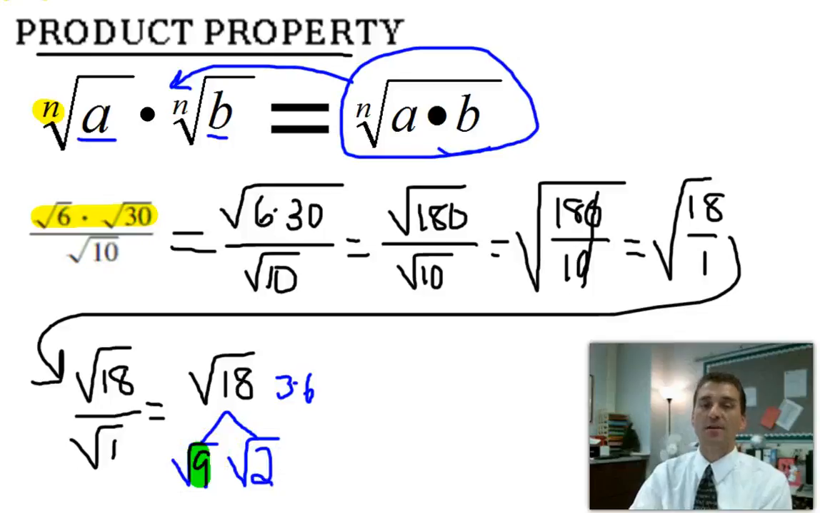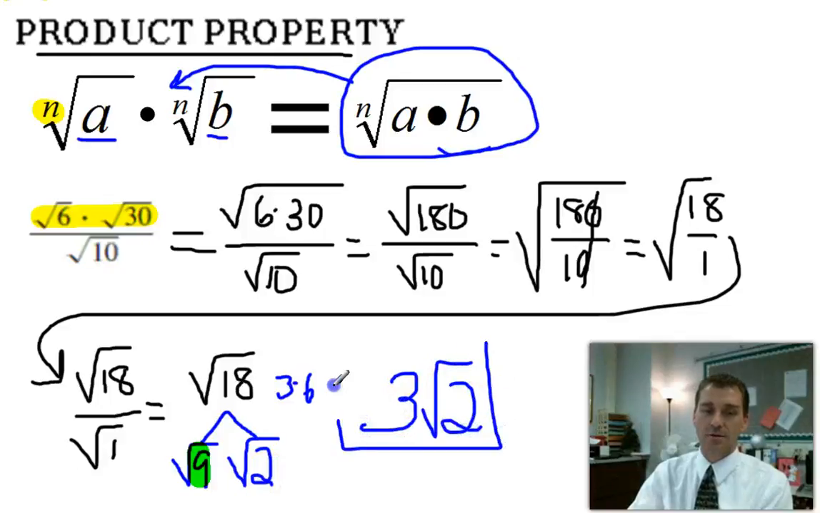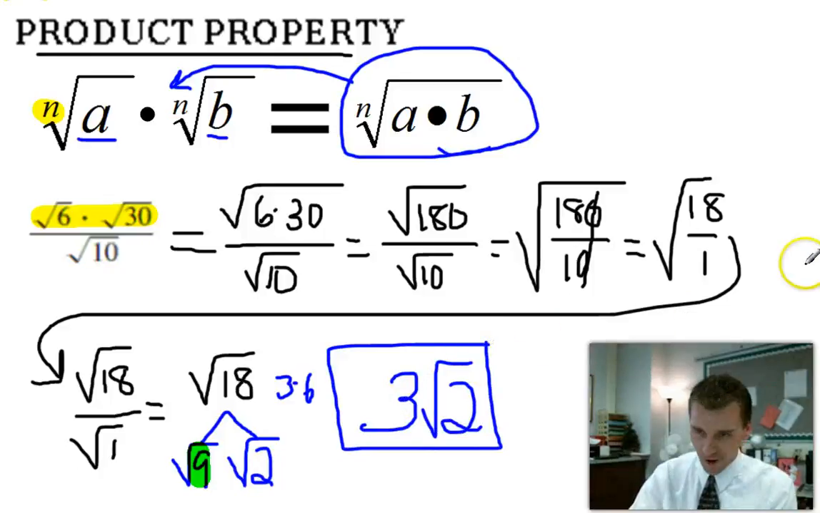So now I can finally simplify this. The square root of 9 is a 3. And the square root of 2 is just the square root of 2. There's nothing else I could do with it. So that right there would be your final answer. Cool. I love that question.